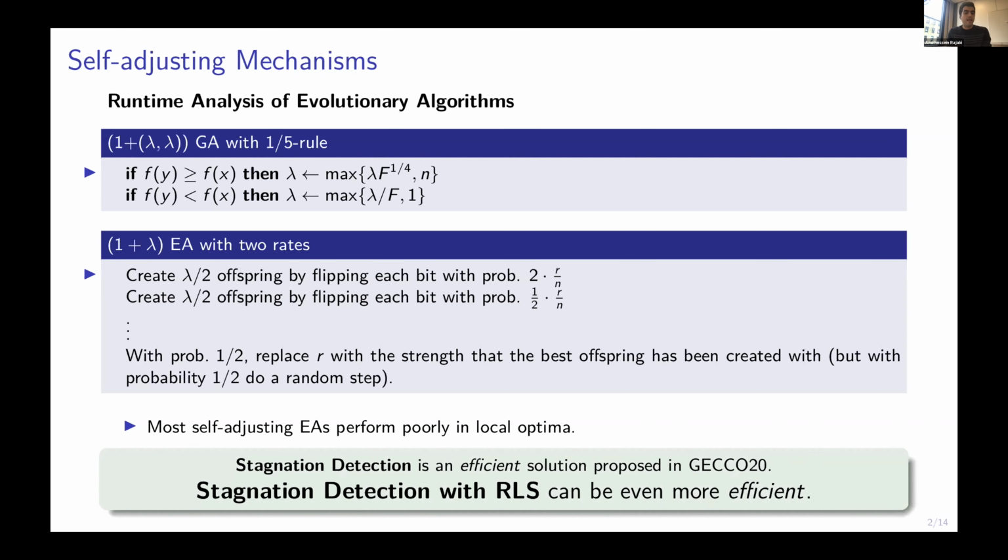So in the last GECCO 2020, we proposed a mechanism called stagnation detection, which can be added to existing algorithms and make them able to leave the local optima. But in this talk, we are going to show that using stagnation detection with randomized local search can be even much more efficient than the original stagnation detection version.